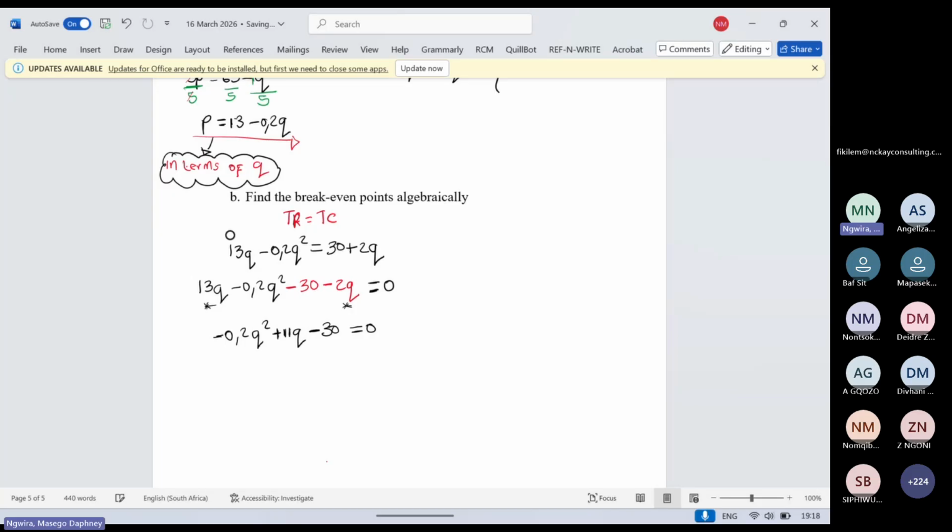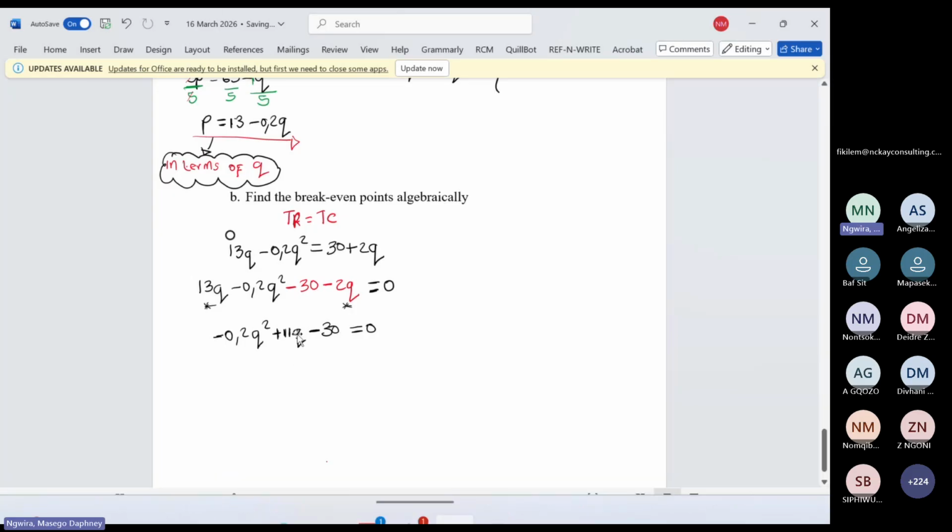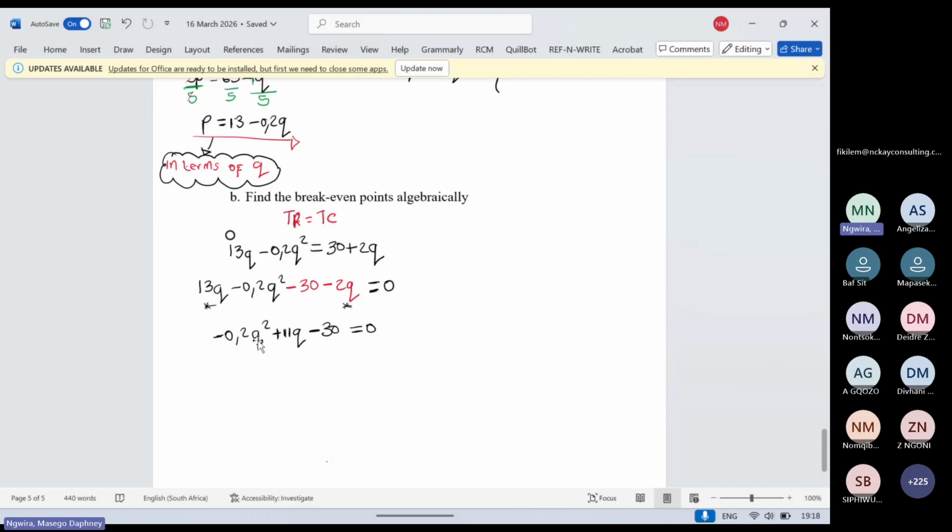So if you can look, this is a quadratic function. Why am I saying it's a quadratic function? It has a square. So if I was to ask you to solve for Q, what would you do? That's my question. The person who was asking me, when do we use that quadratic formula? This is where we use the quadratic formula.